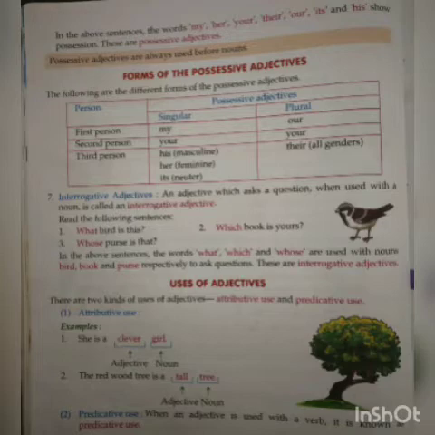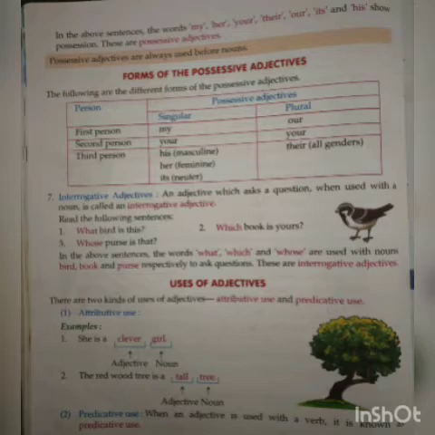Now there is a difference between possessive adjective and possessive pronoun. I already discussed it when I was teaching pronouns. Possessive adjective is followed by a noun. Generally it comes before the noun. And possessive pronoun is preceded by a verb. It comes after the verb in a sentence. So possessive adjective comes before the noun and possessive pronoun comes after the verb.